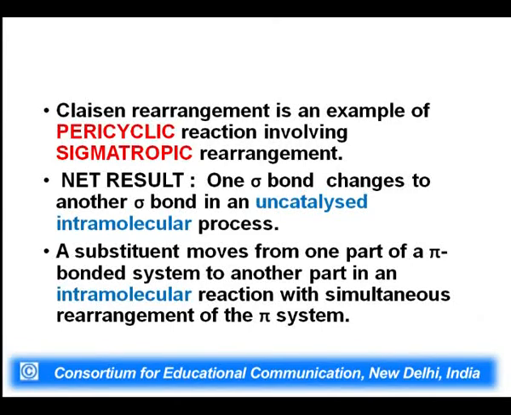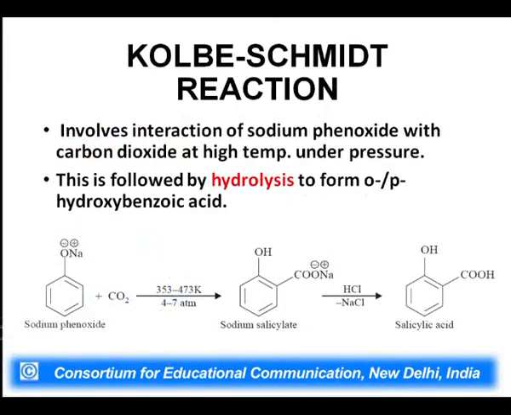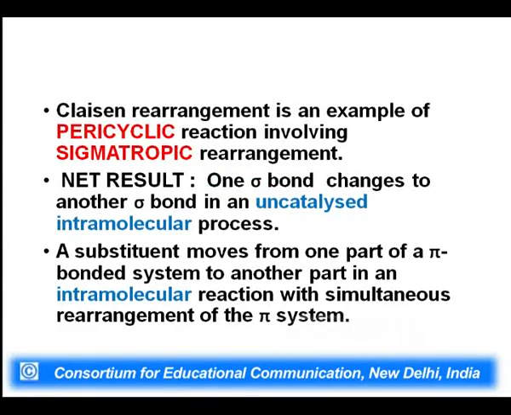So what we see here is that the Claisen rearrangement is an example of a pericyclic reaction which involves a sigmatropic rearrangement. One sigma bond changes to another sigma bond in an intramolecular process, and there is no involvement of a catalyst. We do not need a catalyst in this reaction. A substituent moves from one part of a pi bonded system to another point in an intramolecular reaction, with simultaneous rearrangement of the pi system.